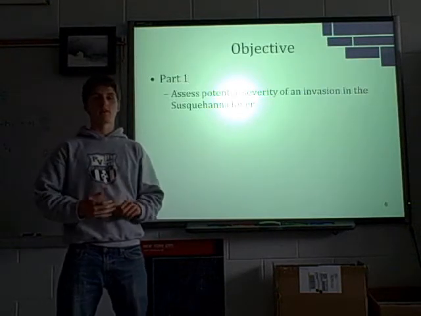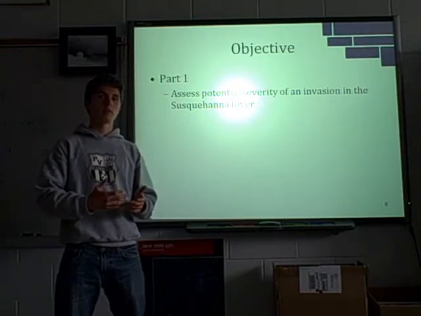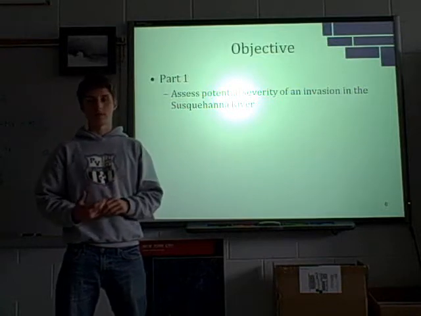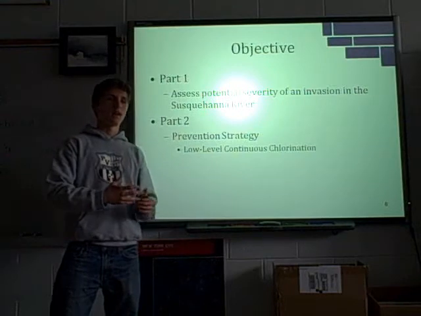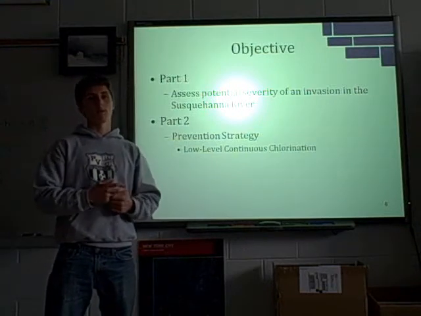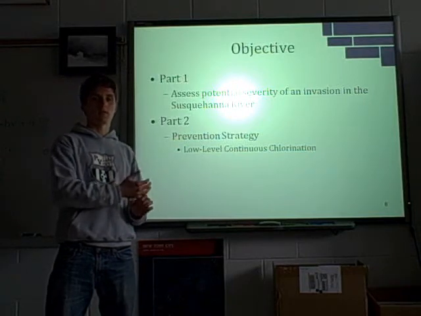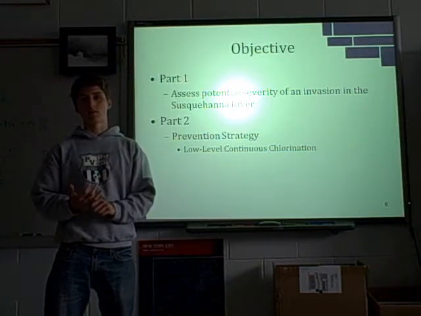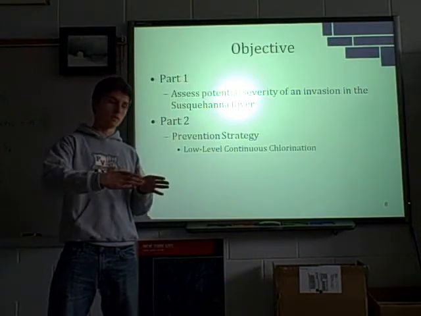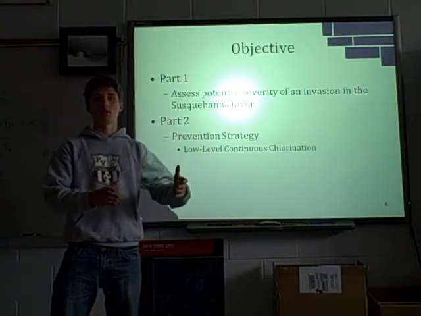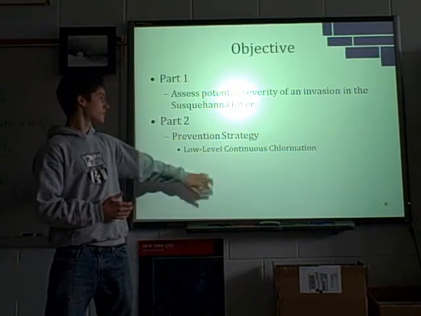So the objective, I have a two-part objective. The first part is to look at how an invasion might proceed if we do not take any preventative steps. And the second part is, if it is severe enough, potentially, what can we do, or how effective would a preventive strategy be? And the one I propose here is one consisting of low-level continuous chlorination of the water. It sounds scary, chlorinating the water, but it would be confined to small stretches over a small period of time. So it's my hope that it would minimize the collateral damage.